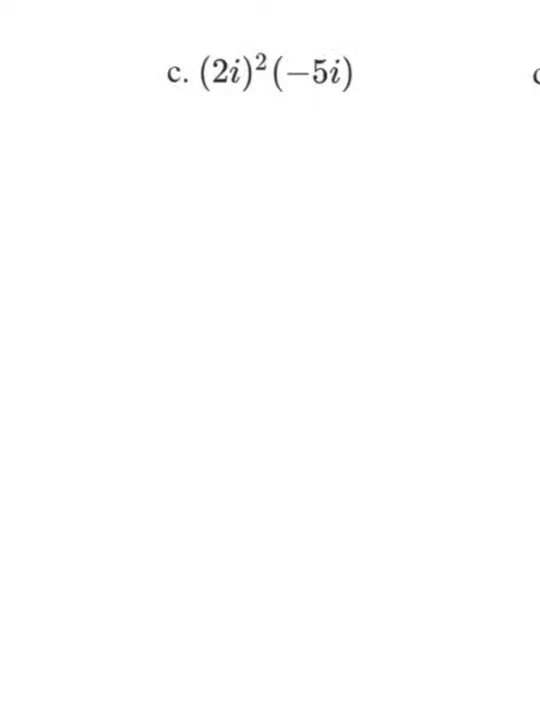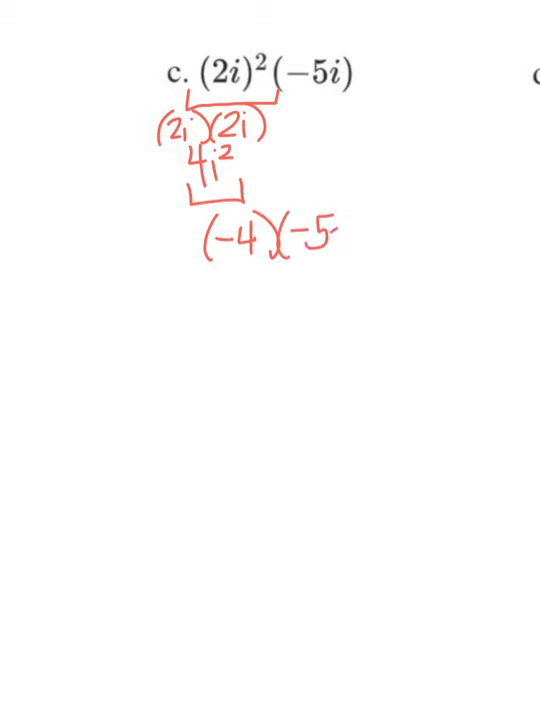When we go to simplify 2I squared times -5I, following order of operations, we need to go ahead and simplify this exponent first. Well, 2I squared is 2I times 2I, and that will give us a 4I squared. Well, we know that I squared is -1, so this becomes a -4 times -5I. So then we'll go ahead and multiply these together. -4 times -5 gives us 20, and then we have our I. And there's no further simplifying we can do on that one.